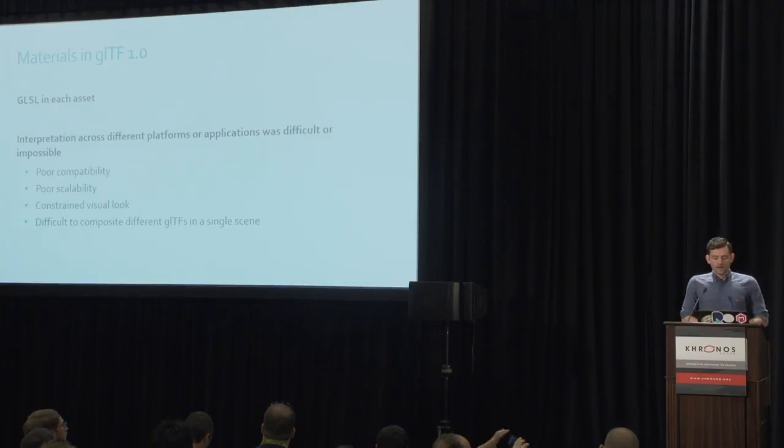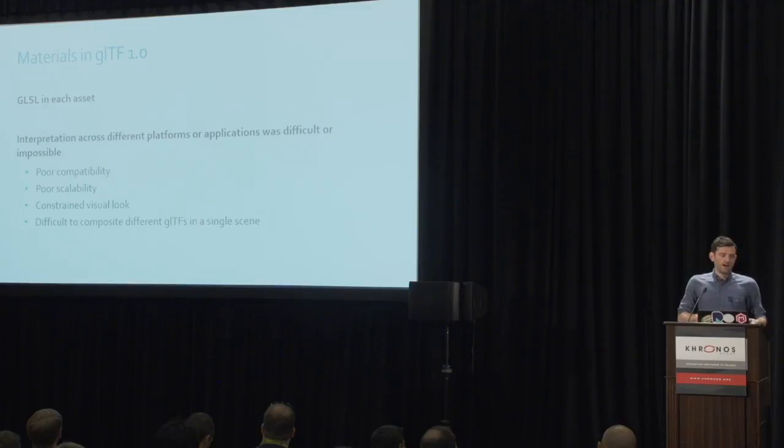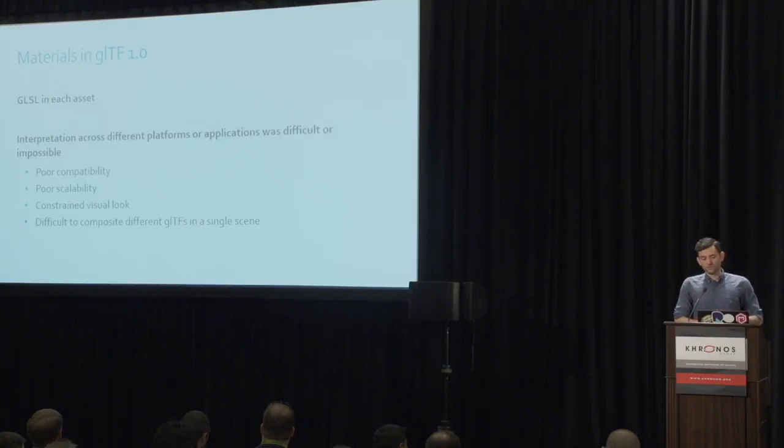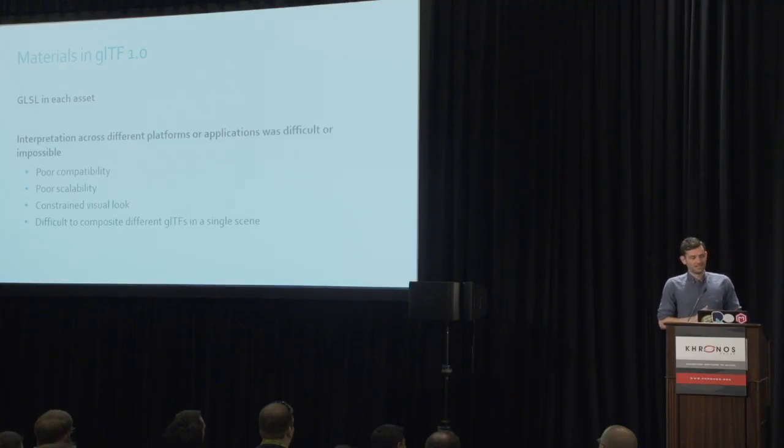As Tony talked about earlier, the reasons we got to PBR and glTF are that glTF 1.0 mostly had just custom GLSL. There's some extensions that had specific material models, but most of the assets were delivered with random GLSL. That led to poor compatibility because you had to have a GLSL interpreter, poor scalability because you couldn't really structure your fallbacks for different platforms. It constrained your visual look, and it made it difficult to compose different glTFs from different sources into one scene and make them look coherent. Basically, if you wanted to reflect the Milky Way in a random GLSL or glTF file that you got, it was difficult to do that.